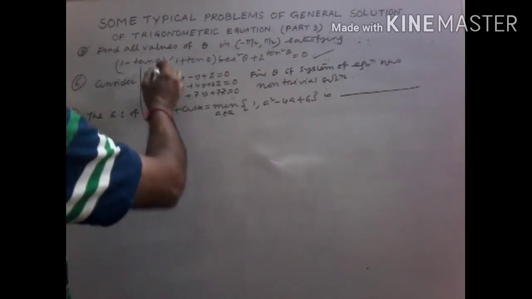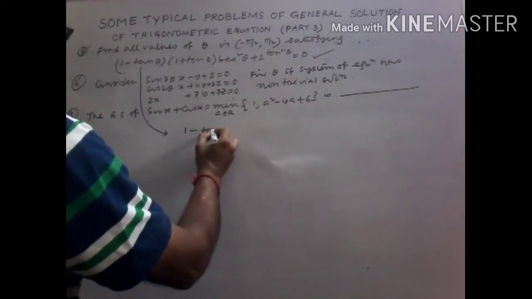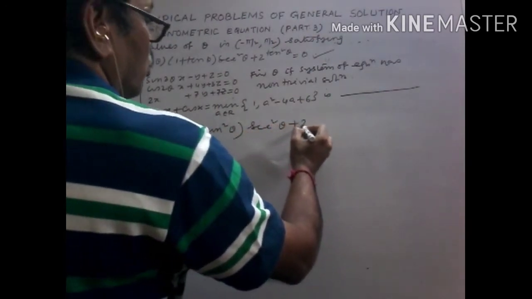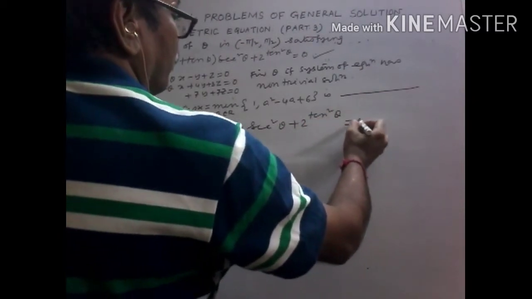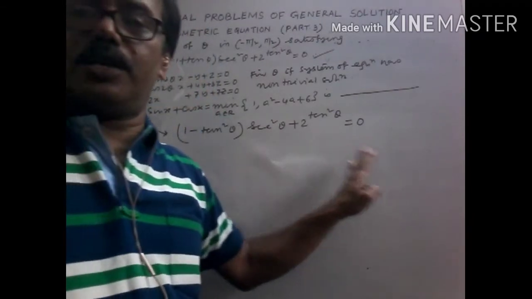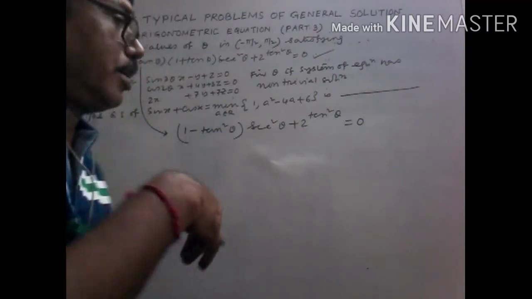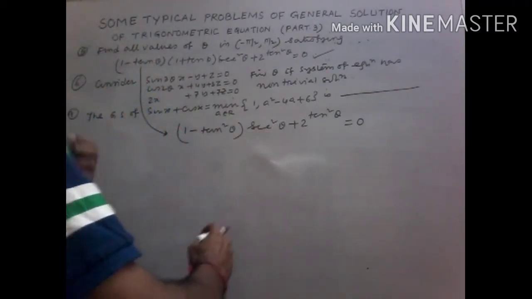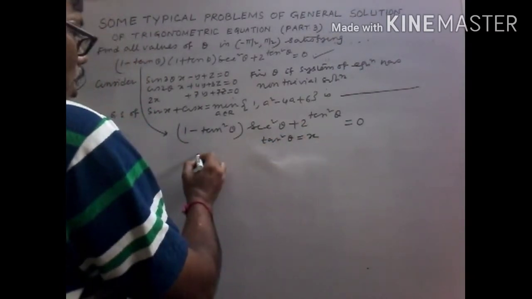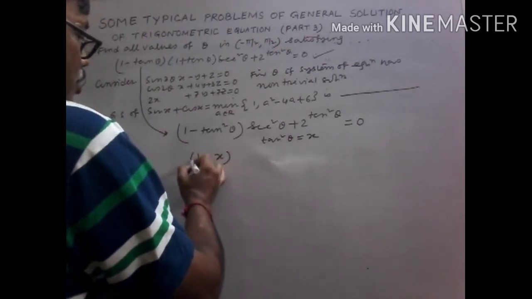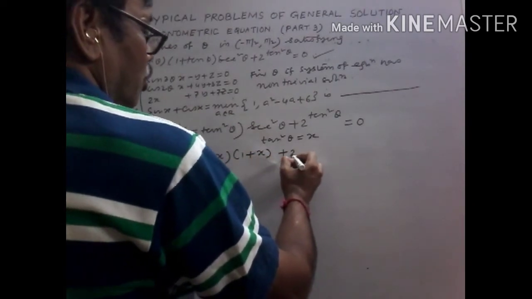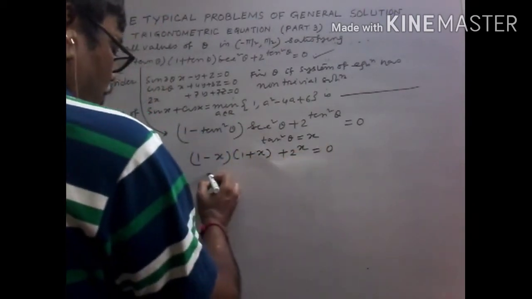So this equation can be written as (1 minus tan square theta) sec square theta plus 2 to the power tan square theta. Our main aim will be to put this equation in terms of a single trigonometric ratio. So look, if we put tan square theta equals x, then what are we getting? 1 minus x. Sec square theta is 1 plus tan square theta, so 1 plus x, plus 2 to the power x equals 0.